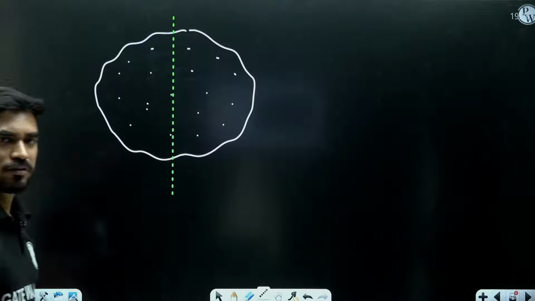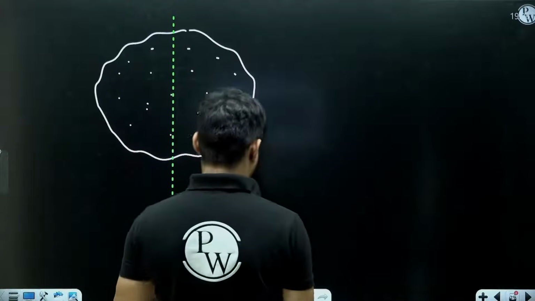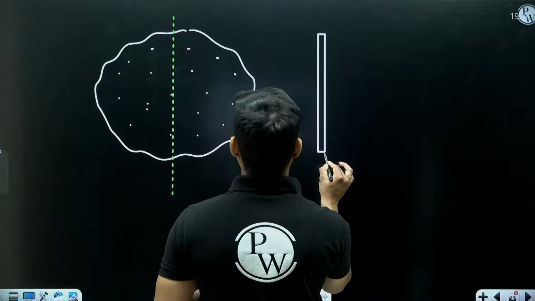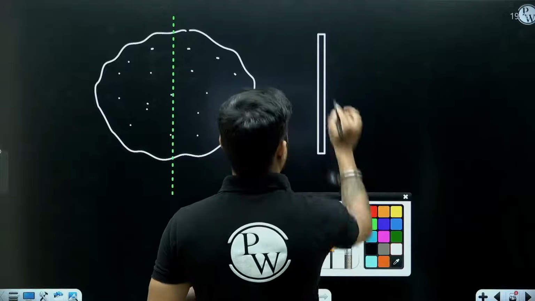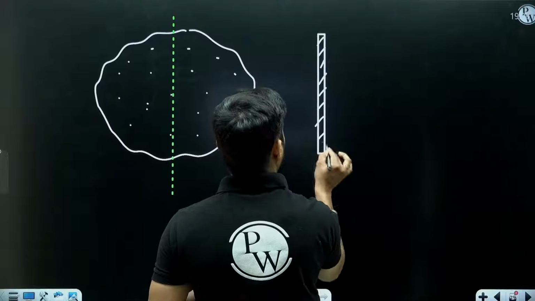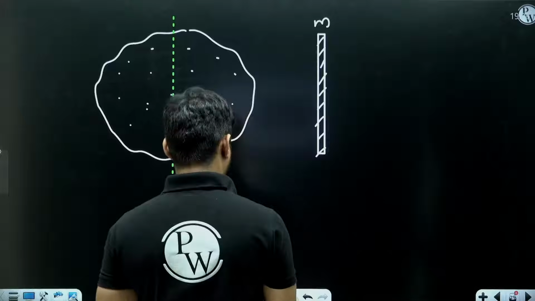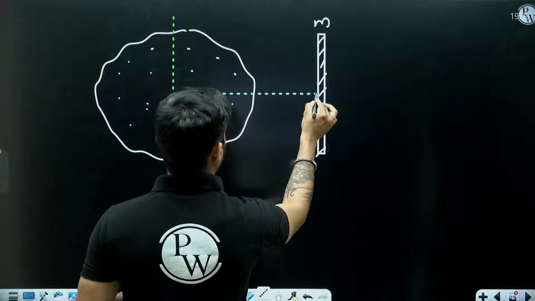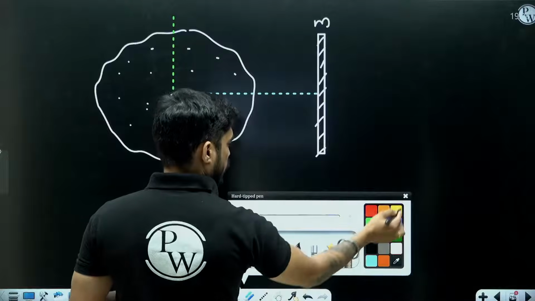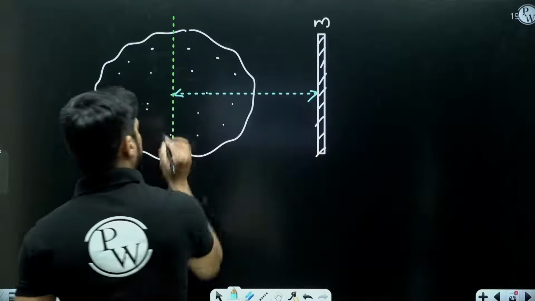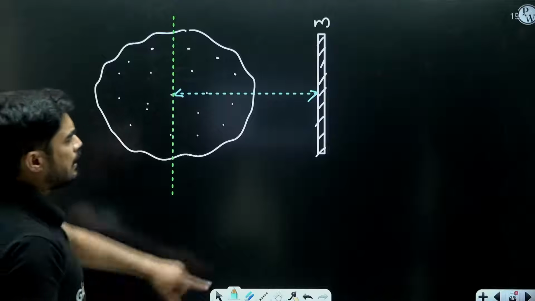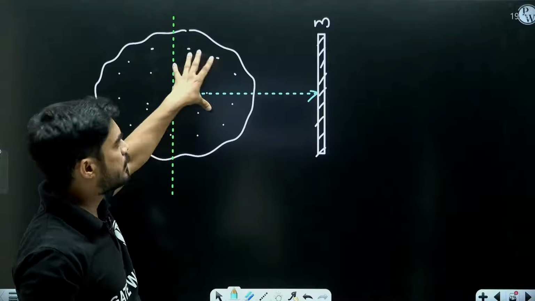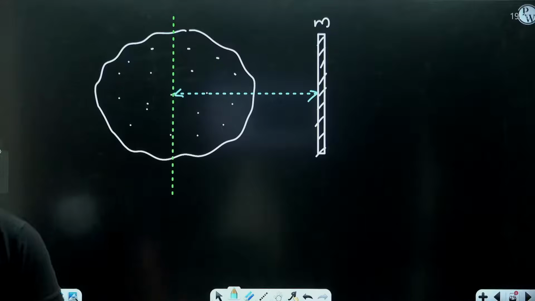What if this entire mass is concentrated into a very thin strip? The entire mass of the body M is concentrated into a very thin strip. So now I can assume that all the particles of the body are at the same distance from this axis.